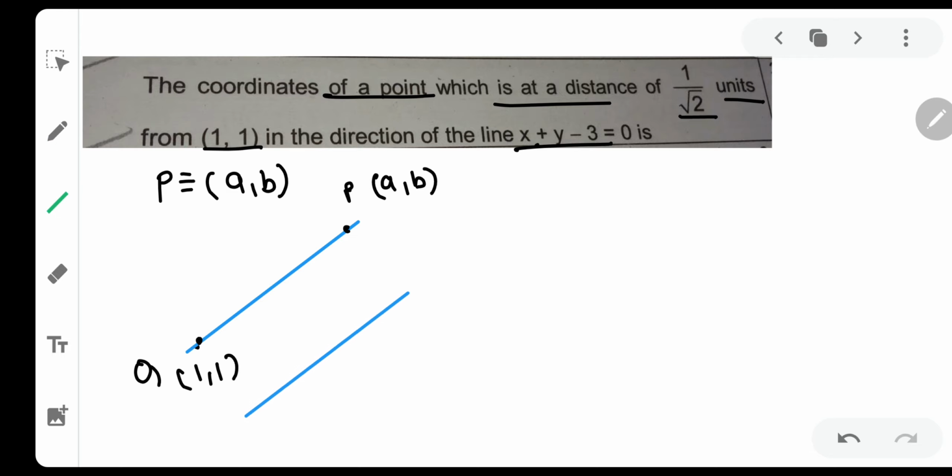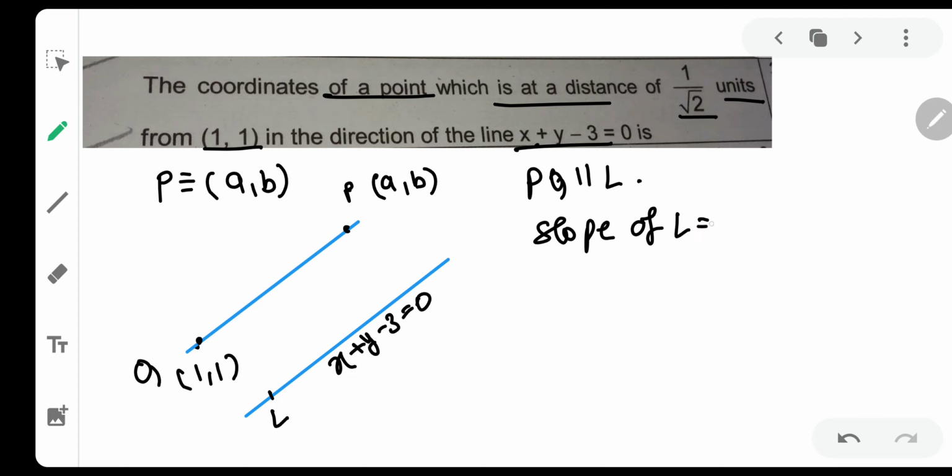It means this is your line x + y - 3 = 0, and both have the same direction. It means the inclination of both of them is same. Basically line PQ and line L both are parallel, so PQ is parallel to L. Now what is slope of L? Slope of L is minus coefficient of x, which is 1, upon coefficient of y, which is 1. So this is -1. So slope of PQ is also equal to -1, as these are both parallel lines.